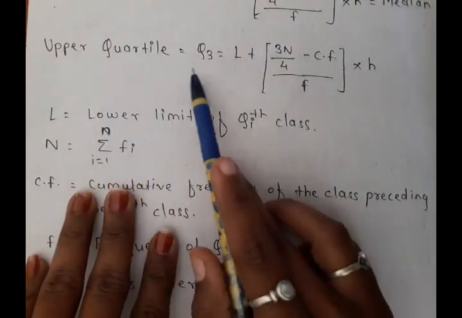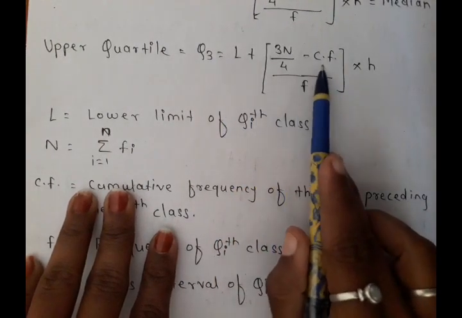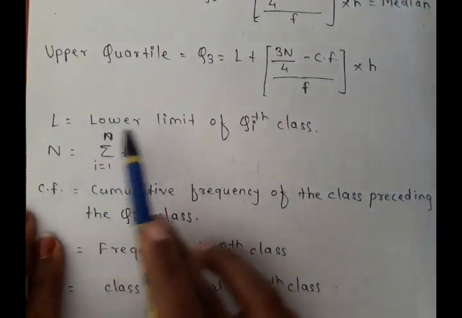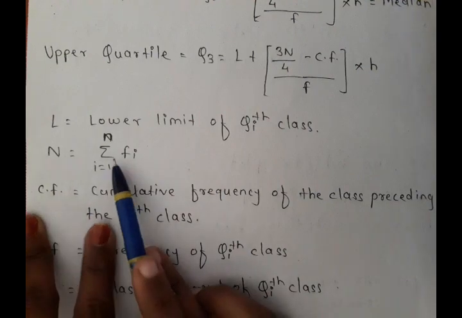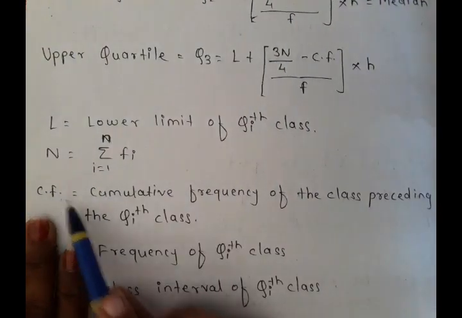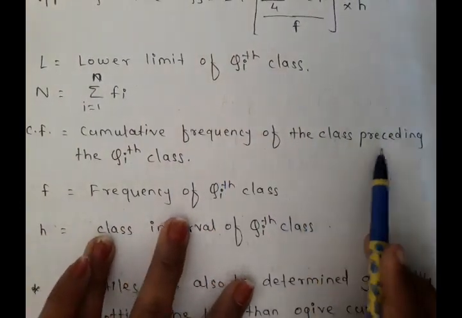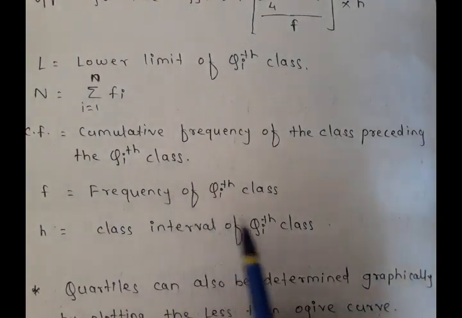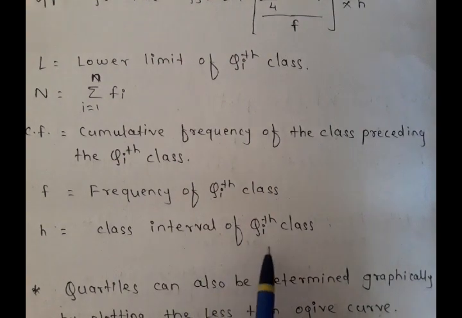Upper quartile, Q3, is equal to L plus (3N/4 minus CF) divided by F, into H, where L is equal to lower limit of Qith class and N is equal to summation of Fi, where i running from 1 to n, and CF is equal to cumulative frequency of the class preceding the Qith class, and F is equal to frequency of Qith class. H is equal to class interval of Qith class.